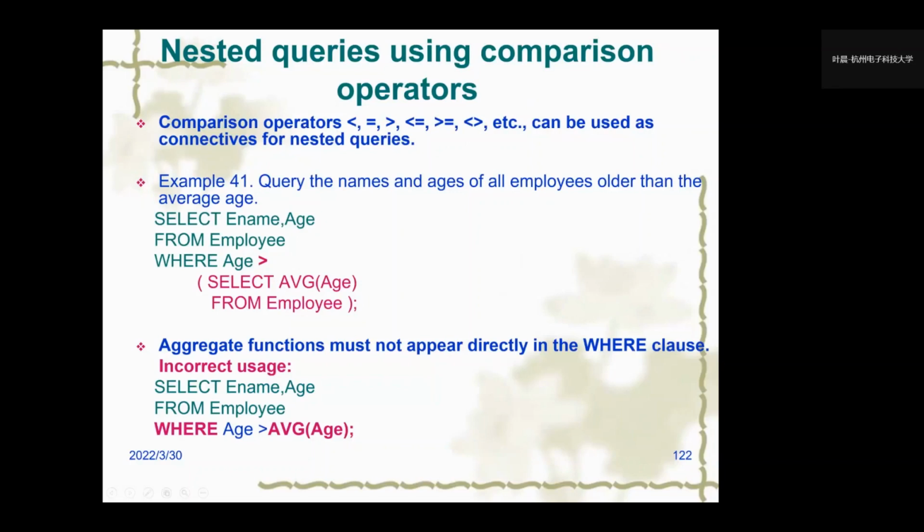And here we need to notice that aggregate functions must not appear directly in the where clause. So you can't just use the average function here, but you can use it in the having clause, or in a subquery, or after the select keyword. Both are okay. So you can't just write the aggregate functions inside the where clause in SQL. It is not allowed.